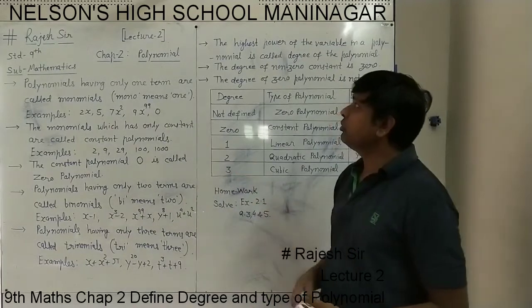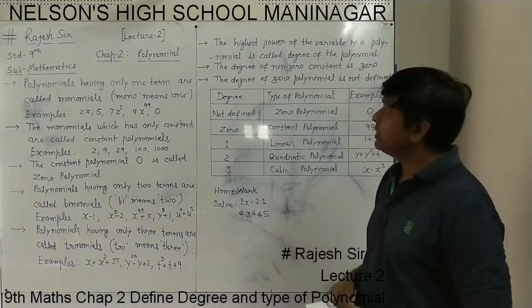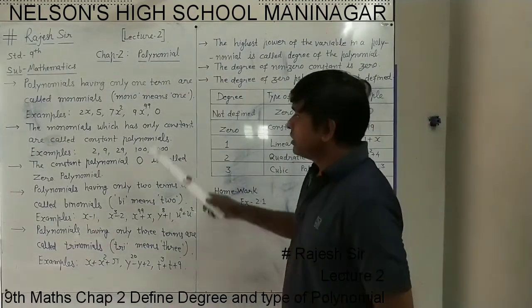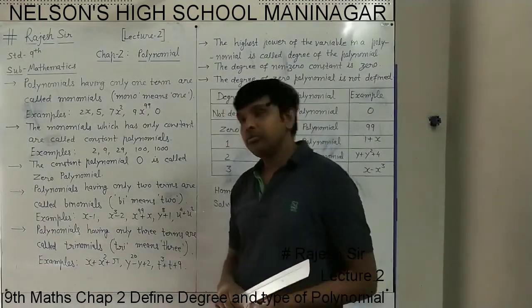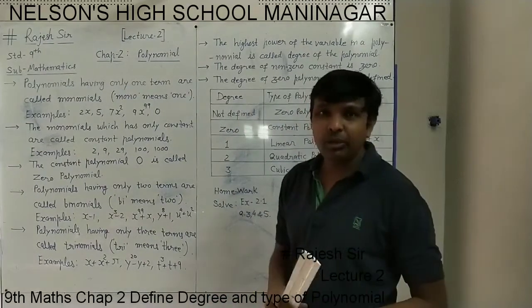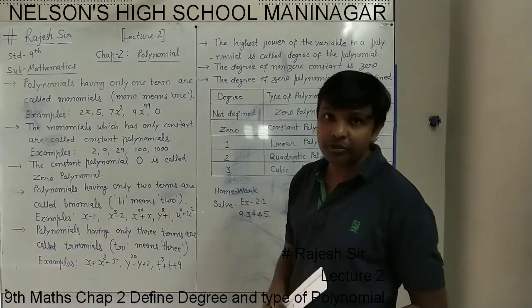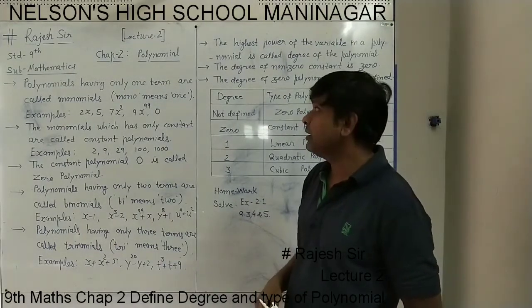This is chapter 2. We are understanding polynomials. This is lecture number 2 now. Some information we have to write which is very easy to understand. We can see that in polynomials, these are some types of polynomials we will understand.